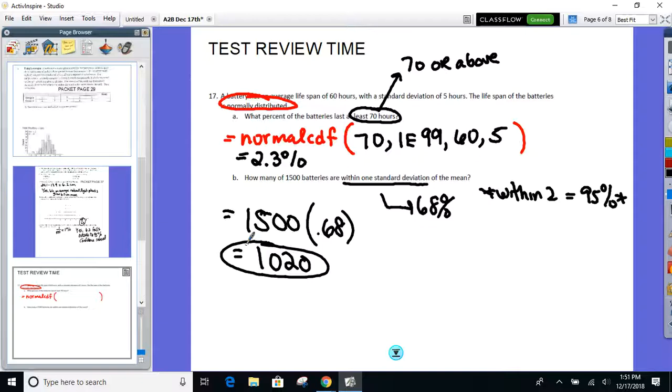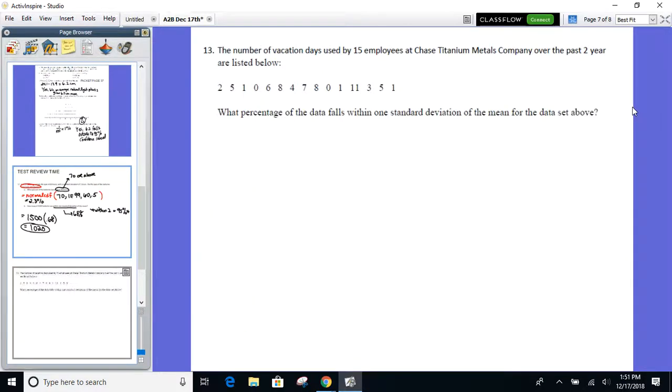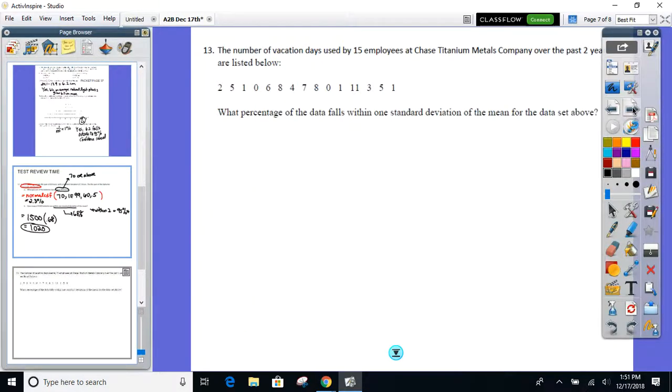What if it's not normally distributed? Great question. That's why I set it up like I do here. Go to number 13.